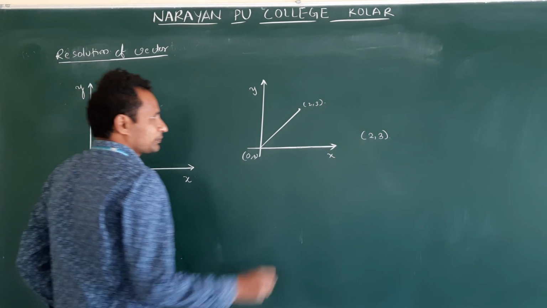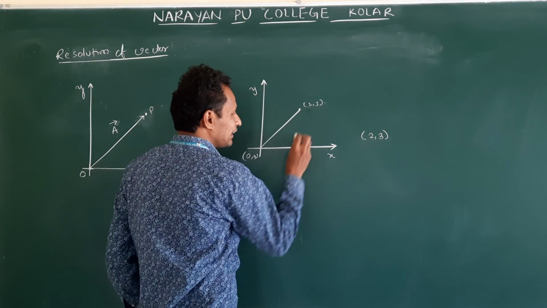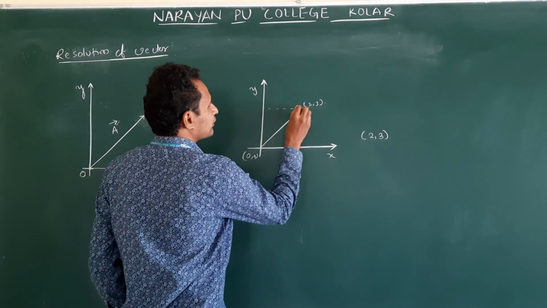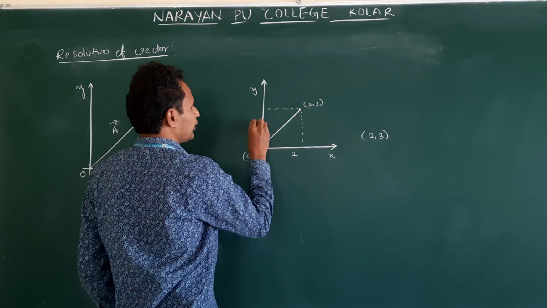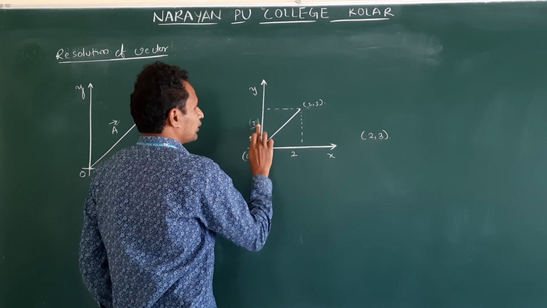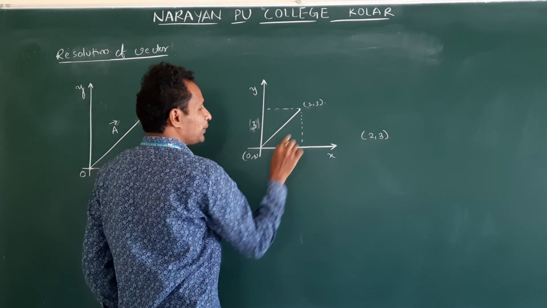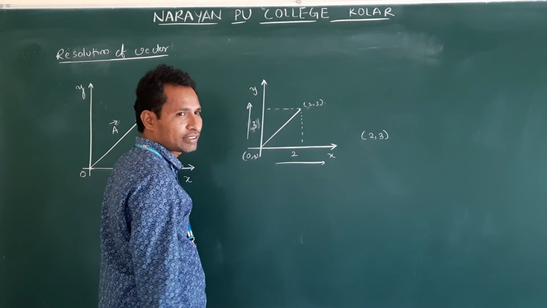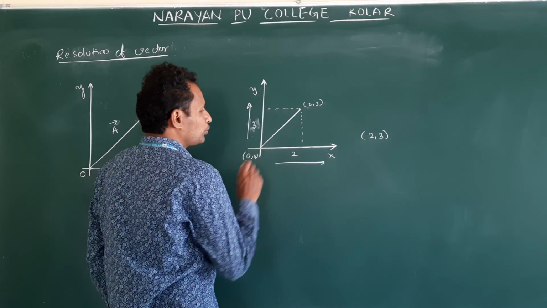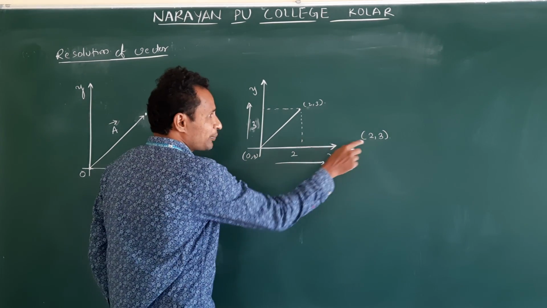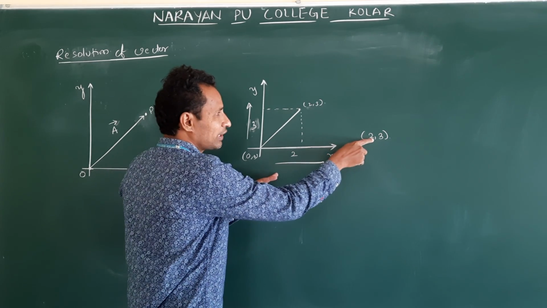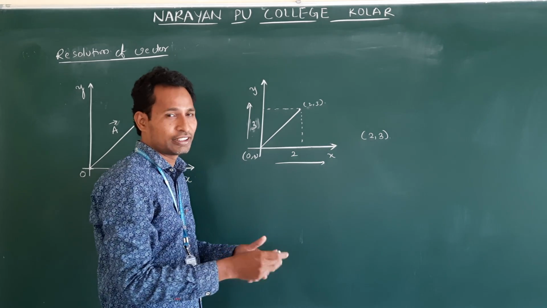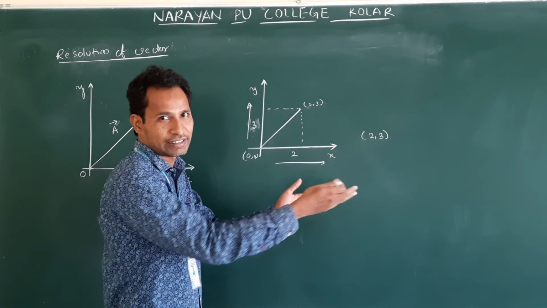What does it mean? 2 units acting along the x-axis, 3 units acting along this one, 3 units. Am I correct? Yes or no? 2, 3, we split it into 2: one is along the x-axis, another one is along the y-axis. Clear? So this is mathematics, and we came to know by seeing this coordinate: 2 is acting along the x-axis, 3 acting along the y-axis. We already studied that.